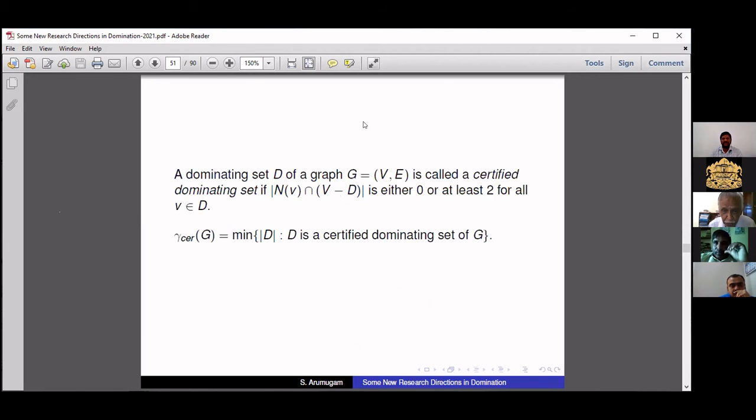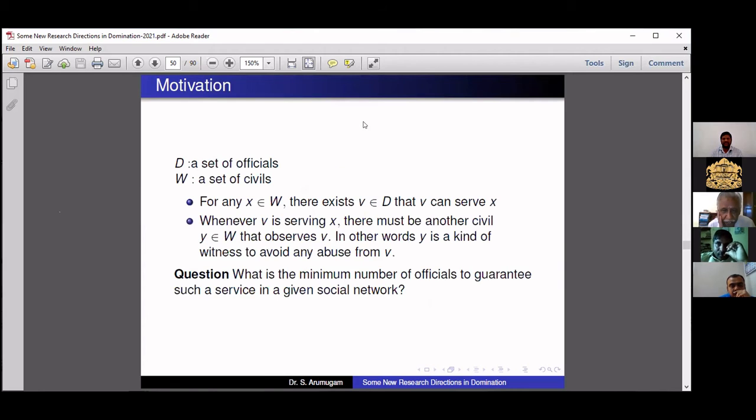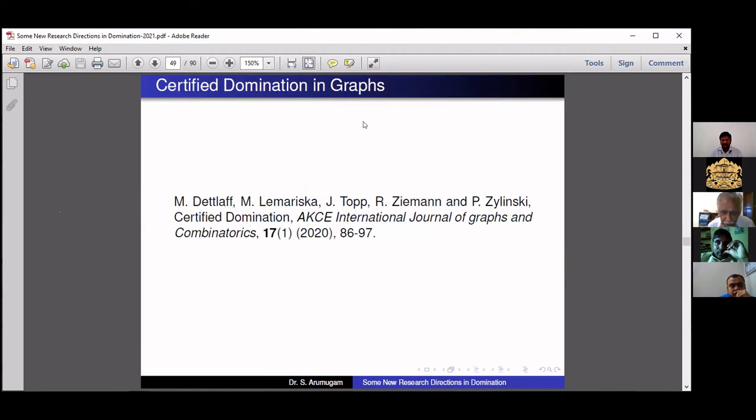So you can download this paper and start working on certified domination in graphs. It's a new concept. Only two published papers are there. One is the base paper, another is our paper dealing with algorithmic aspects. The third paper we are writing. It's almost at the point of completion. So this is called certified domination in graphs. A new parameter that has come up very recently.